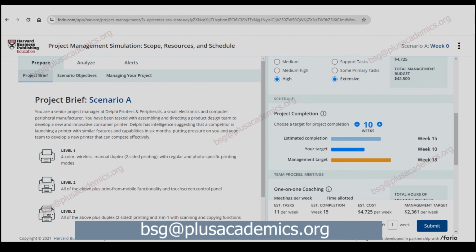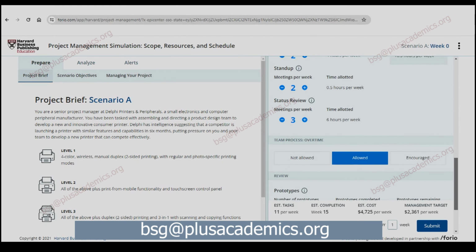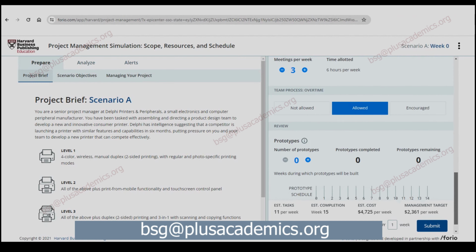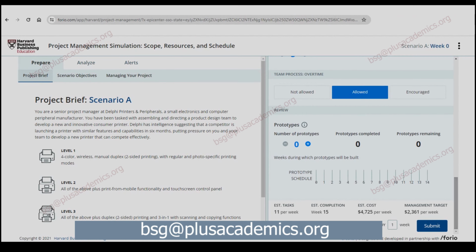And then you can see our estimated completion has changed, so let us reduce, let us have 14. And now let us see what happens. Let us also allow overtime, and this time let us avoid offering the prototypes, and let us submit and see what happens after 1 week.